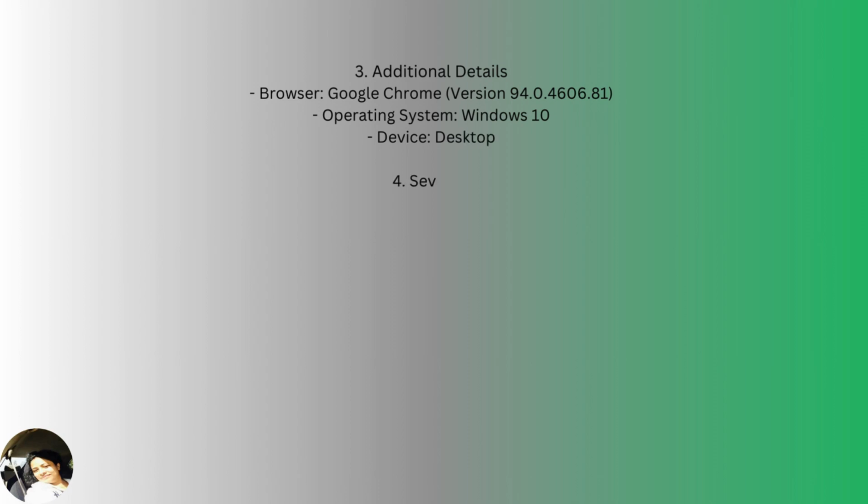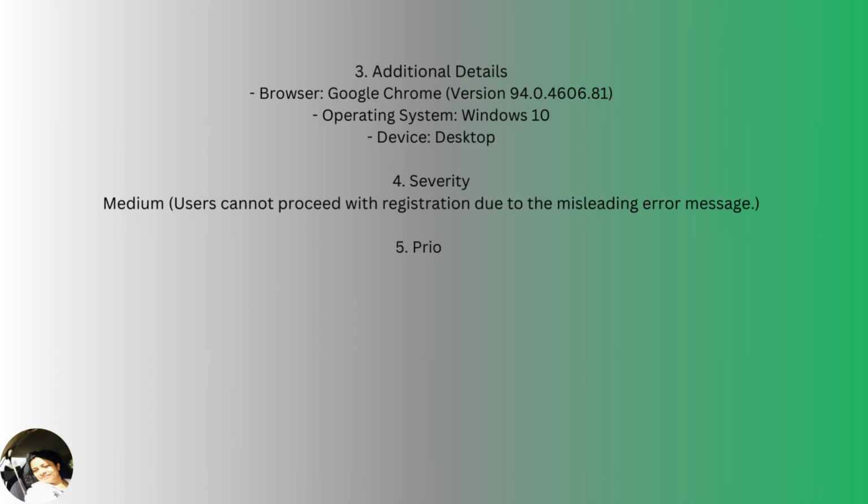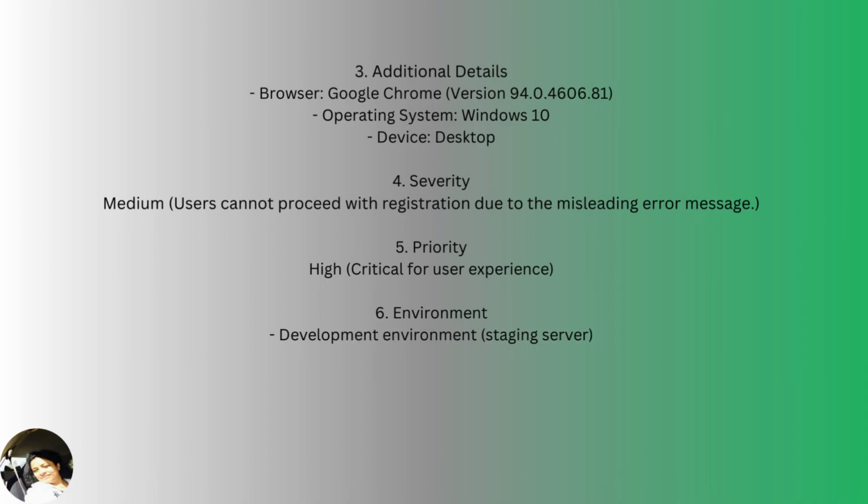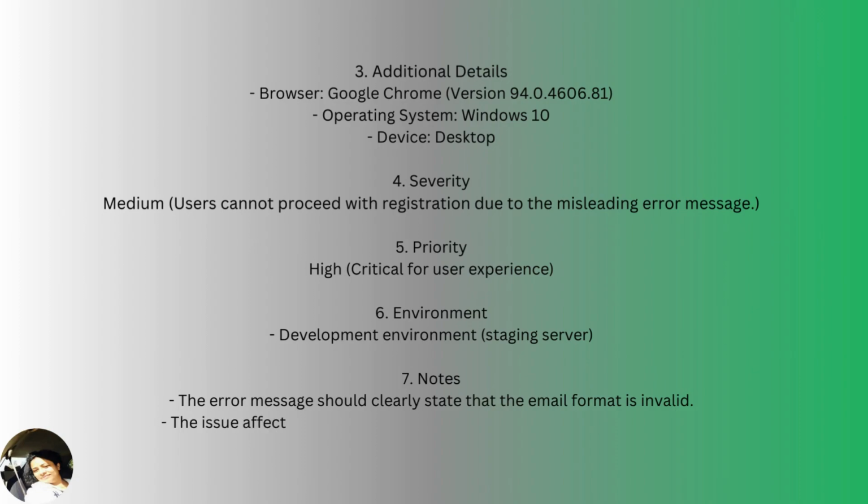Additional details: browser, Google Chrome, then the version number, then operating system, suppose Windows 10, device, desktop, then severity, medium. Users cannot proceed with registration due to the misleading error message. Then priority. Priority is high, for example, critical for user experience. Then environment. Development environment, staging server. Notes: the error message should clearly state that the email format is invalid. The issue affects both new registrations and updates to existing profiles.